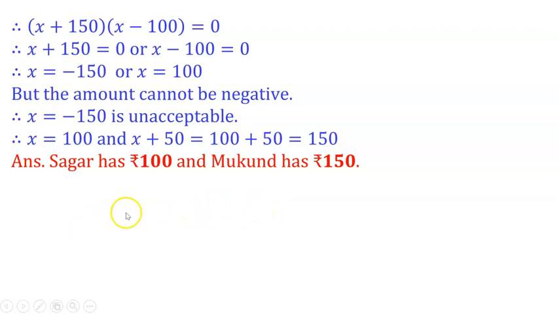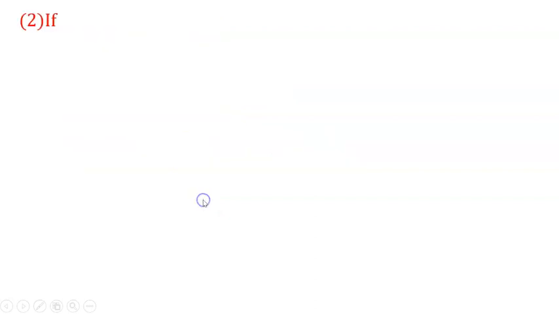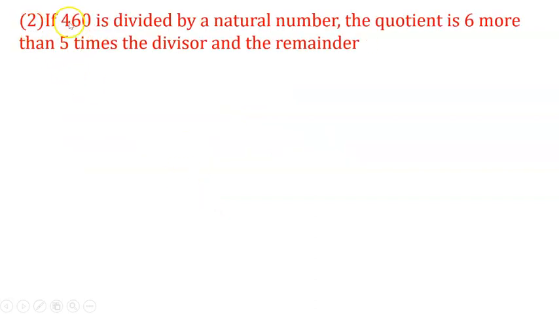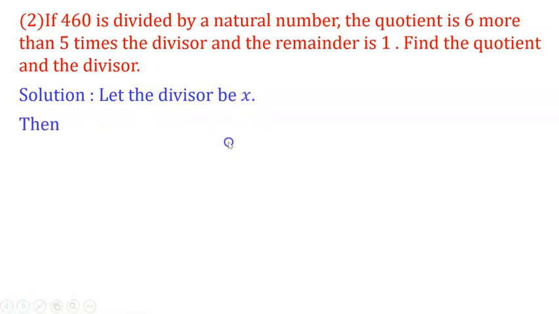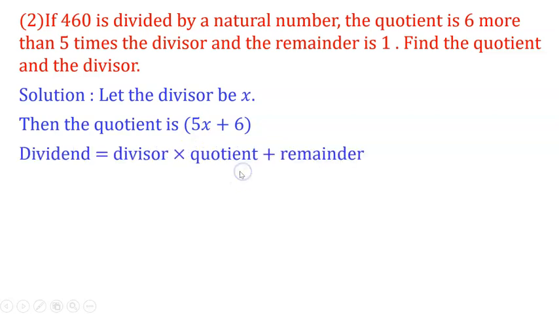Okay. Now next example. If 460 is divided by a natural number, the quotient is 6 more than 5 times the divisor and the remainder is 1. Find the quotient and the divisor. Okay. Now the solution. Let the divisor be x. Then the quotient is 5x plus 6.